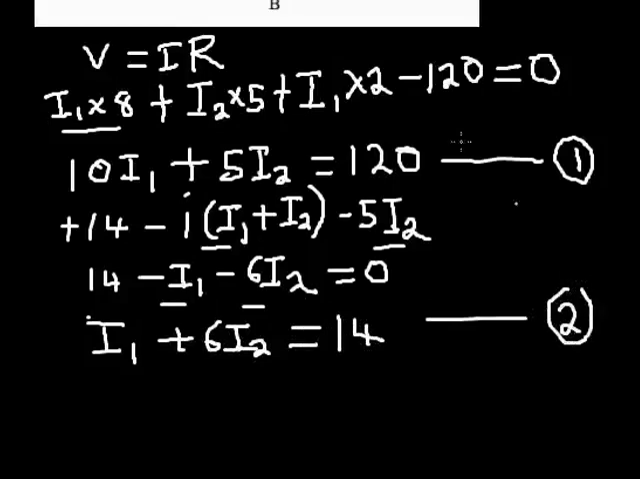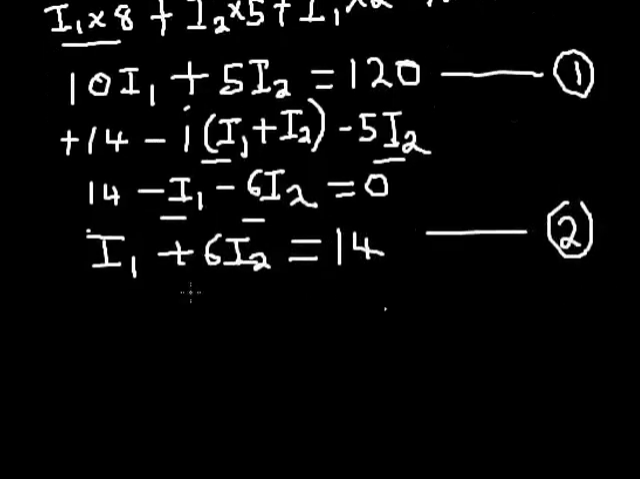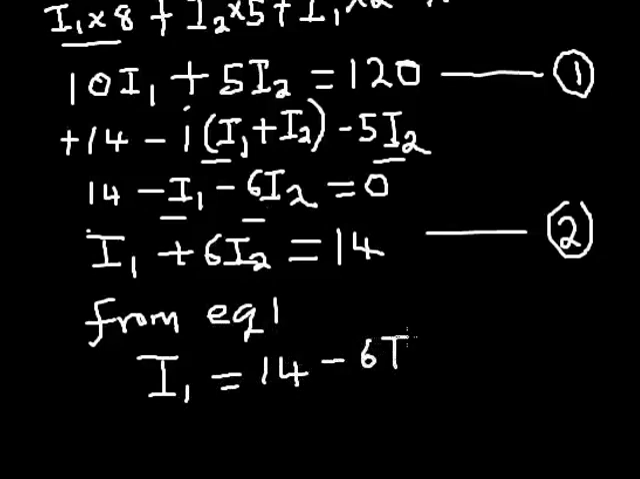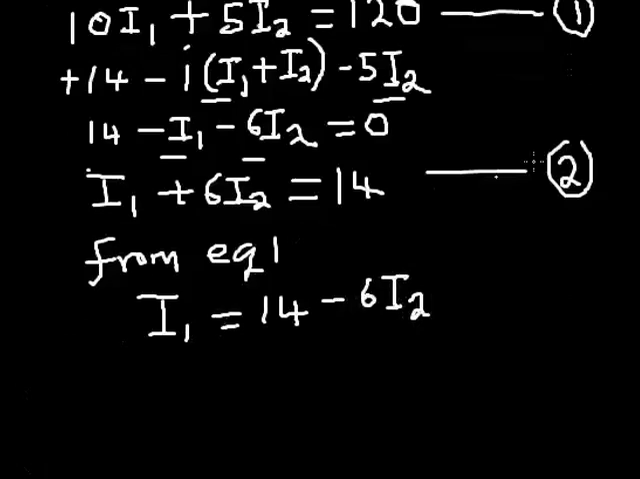So I'm solving equation 1 and equation 2 simultaneously. I will use the substitution method. So what I will do is substitute. From equation 2, I'll make I1 the subject. I1 is equal to 14 minus 6I2. I can now substitute this into equation 1.